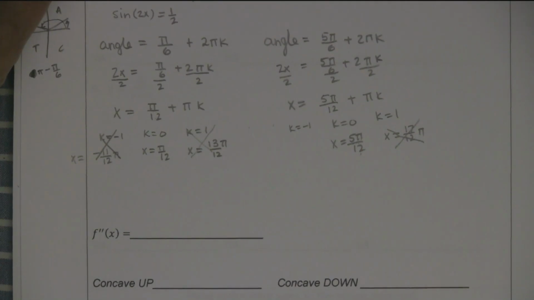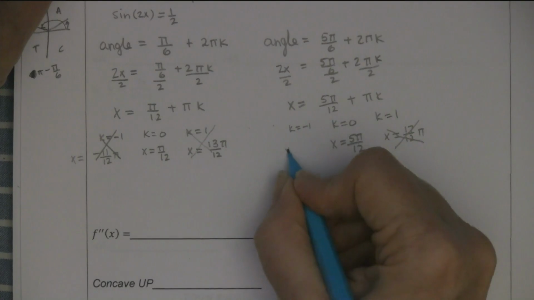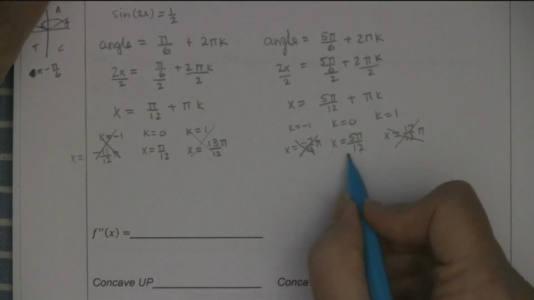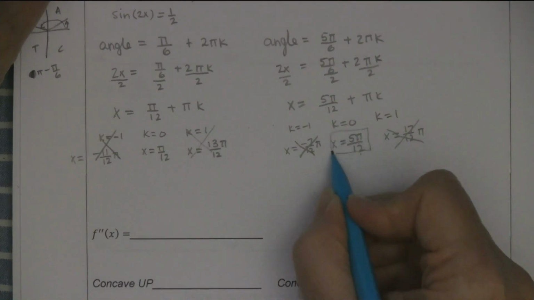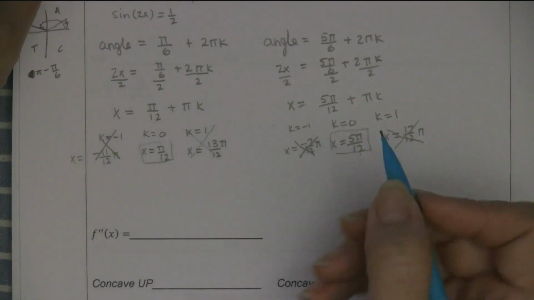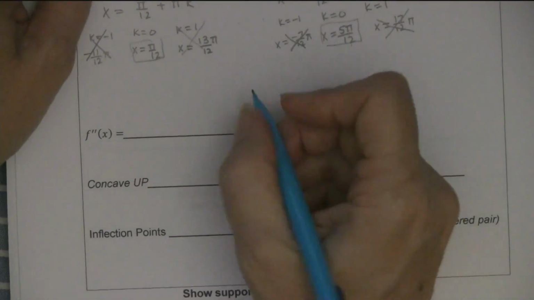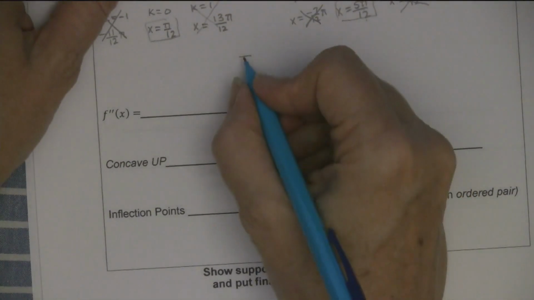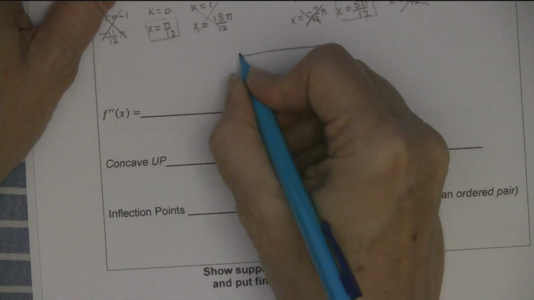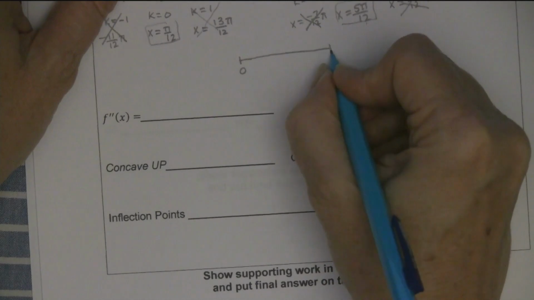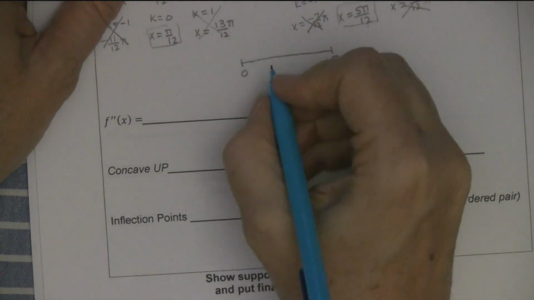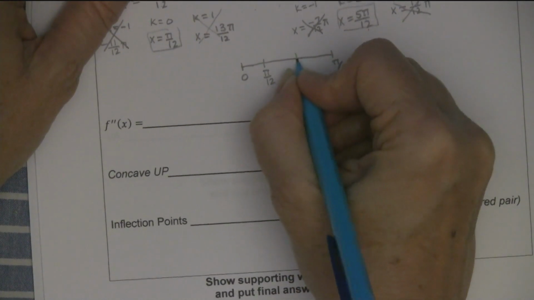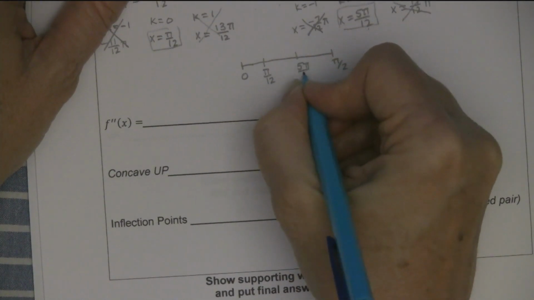Subtracting 11 again. X equals -7 pi over 12, and that's negative. So these are my two critical values, and I'm going to put those on my number line. Did I already say that it was never undefined? I did. Okay, good. So here's 0, here's pi over 2, and here's pi over 12, and here's 5 pi over 12, and there's no scale to this.